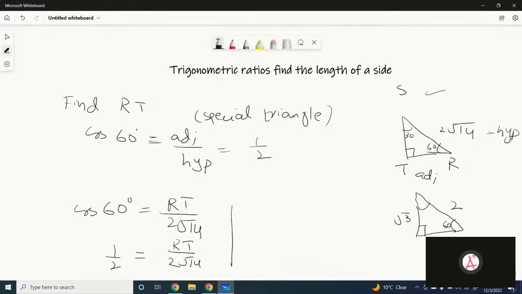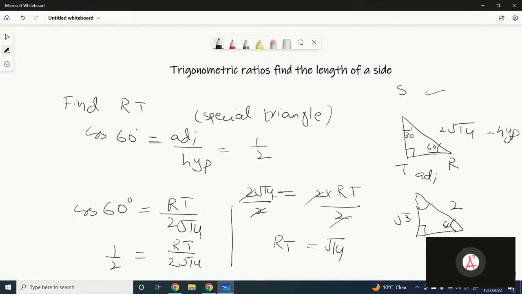Just do a cross multiplication. RT times 2 equals 2 times square root 14. You have to find the value of RT only, so divide both sides by 2. So RT equals square root 14. Got it, everyone? RT equals square root 14.